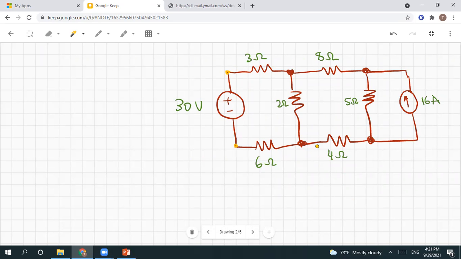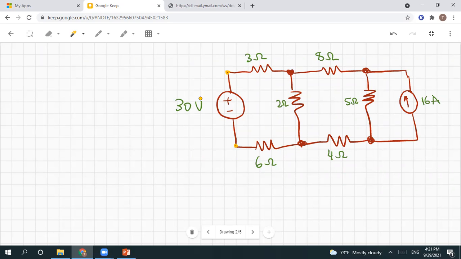So if you choose the node voltage analysis, one of them will be the reference, this one or whatever, then you will have 1, 2, 3 voltages to find. So it will be 3 equations with 3 unknowns. While here we need to use mesh analysis because our lesson is mesh analysis.